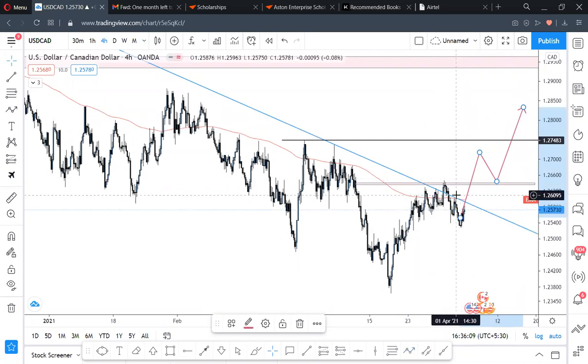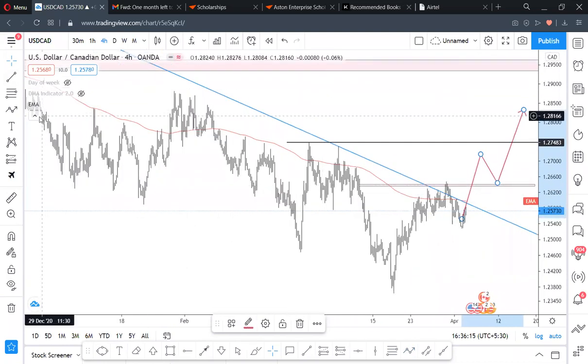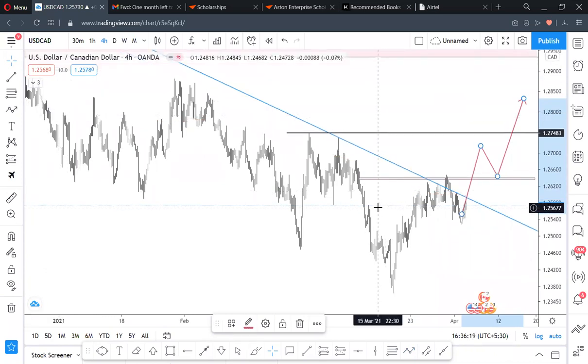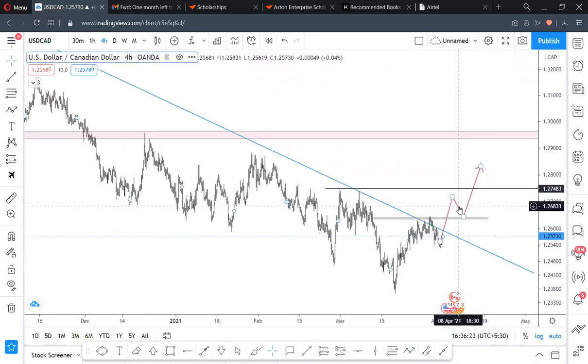So that's it on the USD card. Guys, if you have any question with respect to the card, that is what I'm bearish on. I'm bearish on it until I see this thing happen.